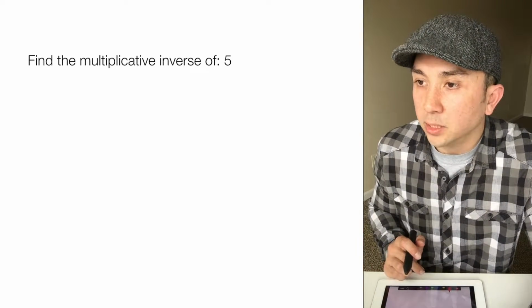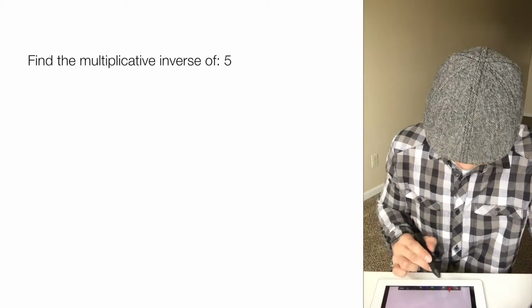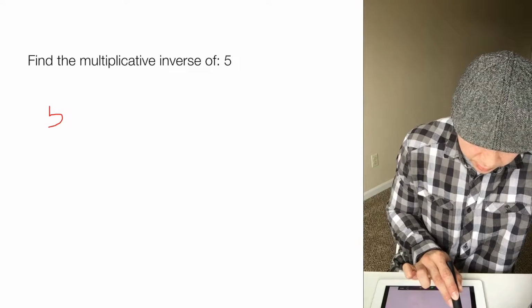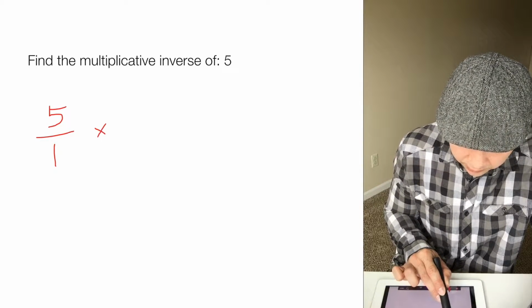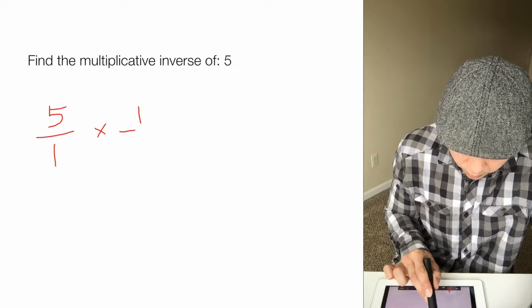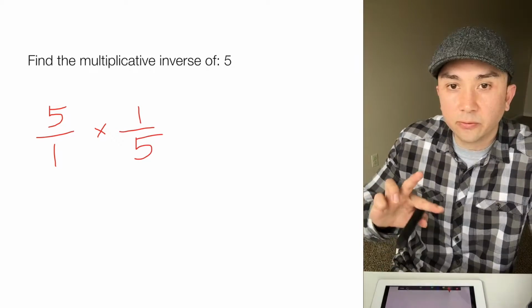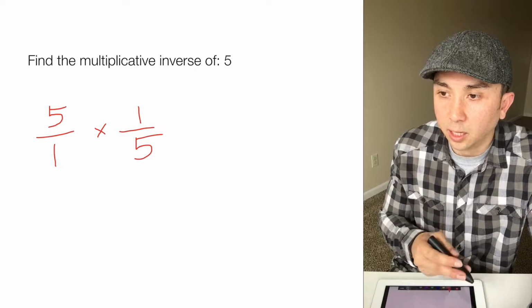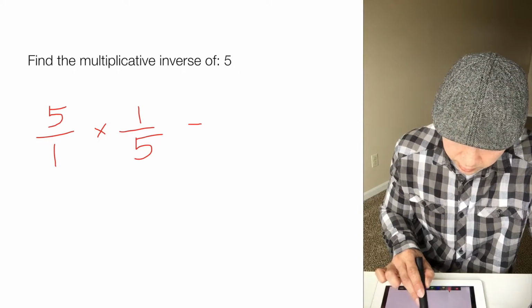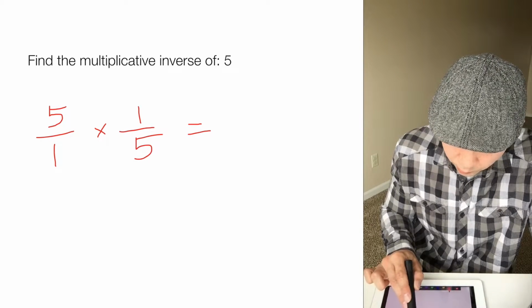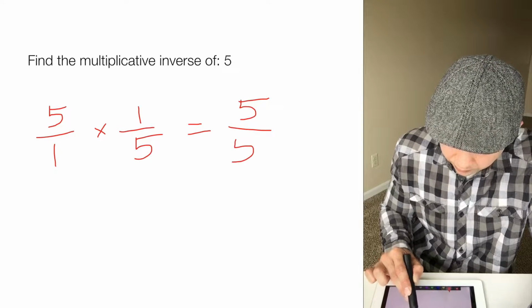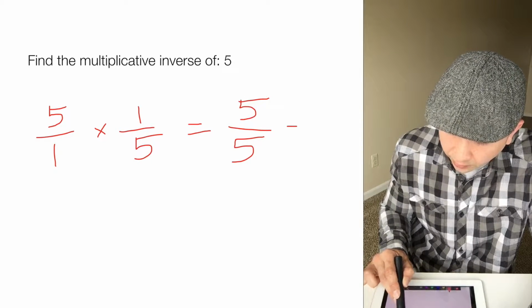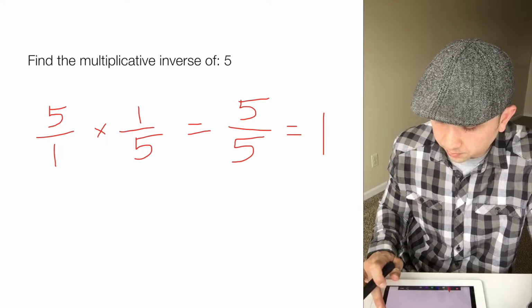So let's do an example. Let's find the multiplicative inverse of 5. We have 5, which is 5 over 1, and its multiplicative inverse is 1 over 5. We just flip it, we just write it upside down. Now when we multiply 5 times 1, we get 5, and then 5 times 1, we also get 5. So 5 divided by 5 is 1.